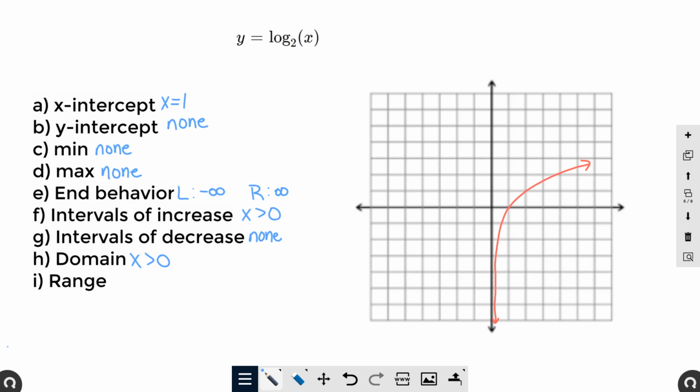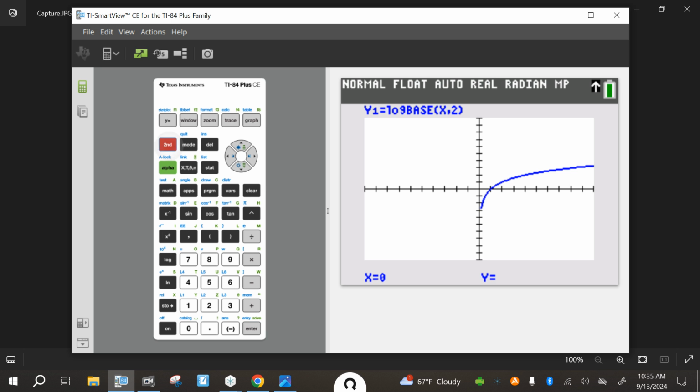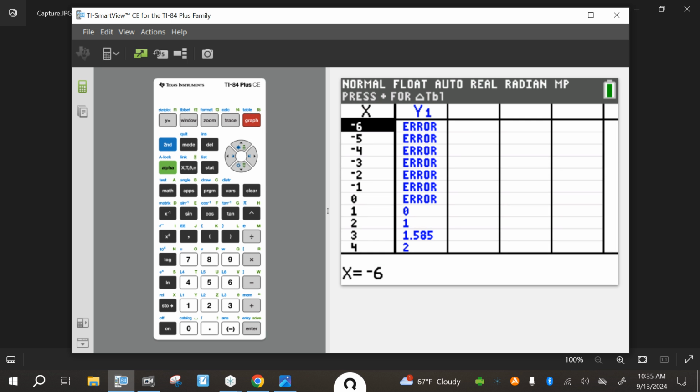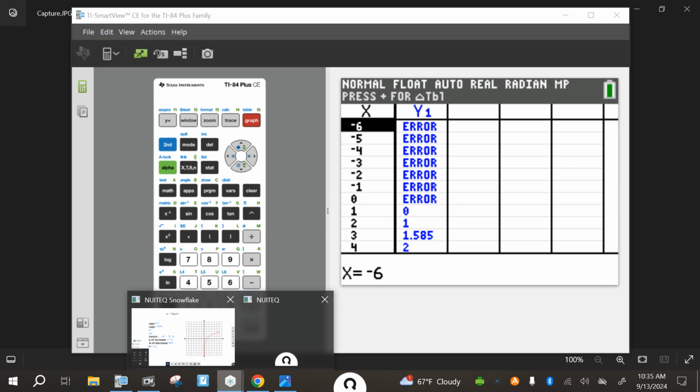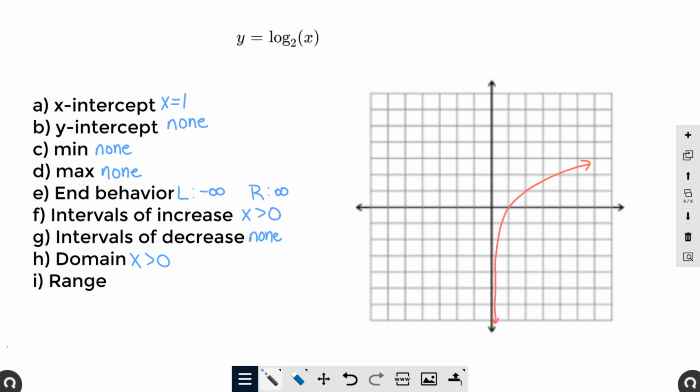Think about it also as the equation. Can I plug in negative numbers here for x? No, we talked about that 2 days ago when we solved. You can't take the log of negative numbers. Another way of figuring that out is looking at your table. From 0 and with the negative numbers, we get an error message, right? That's because it doesn't exist. Okay, range is how far the graph goes up and down. And that would be all real numbers.